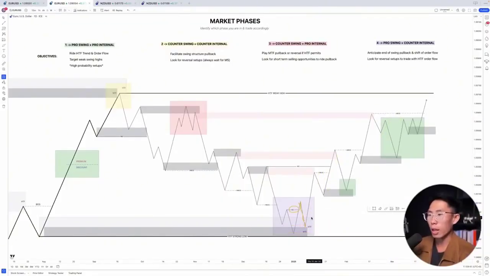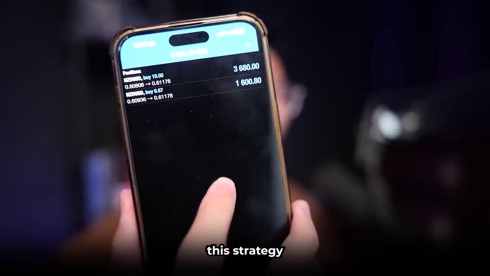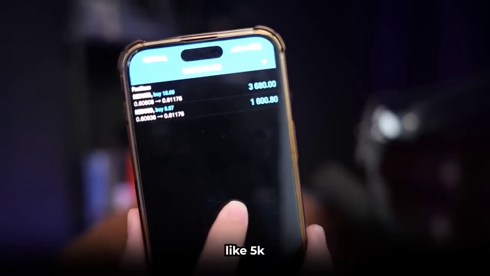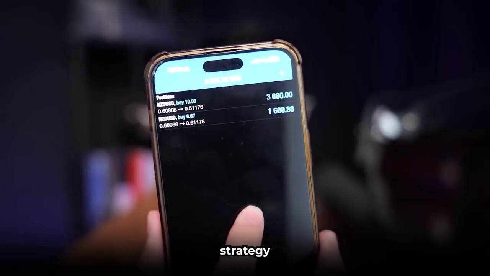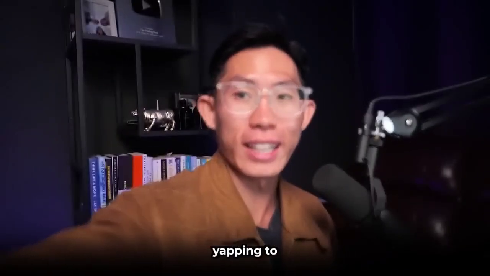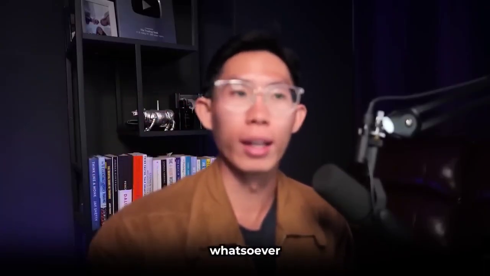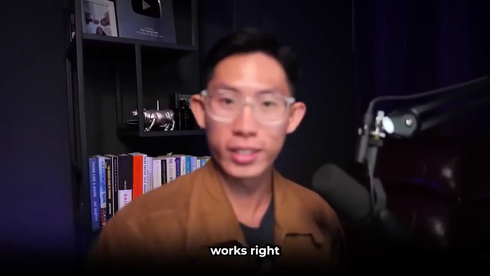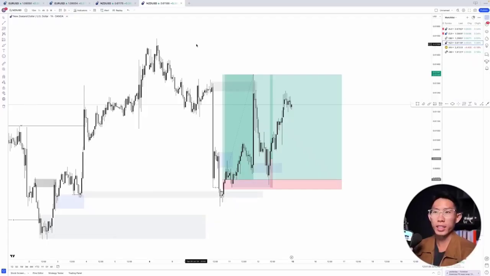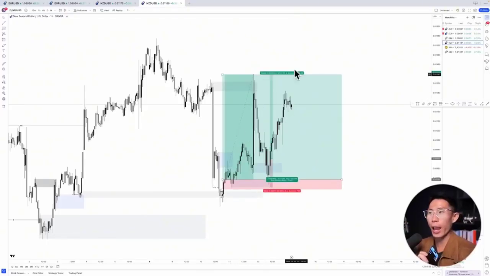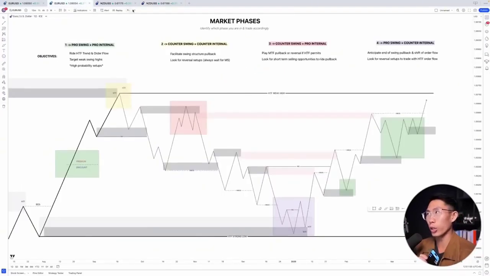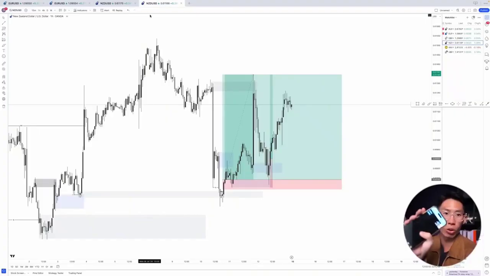And yeah, this is basically how you actually trade the markets. So just to show you, this strategy actually works. I'm actually up like 5k using this strategy, right? This is just proof that I'm not just sitting over here and yapping to you guys about a strategy that hasn't been proven whatsoever. Like I said, this actually works, right? And you can pretty much see that this is the trade that I entered using this mechanical trading strategy. And right now, this is the result, right? Making about 5K right now.